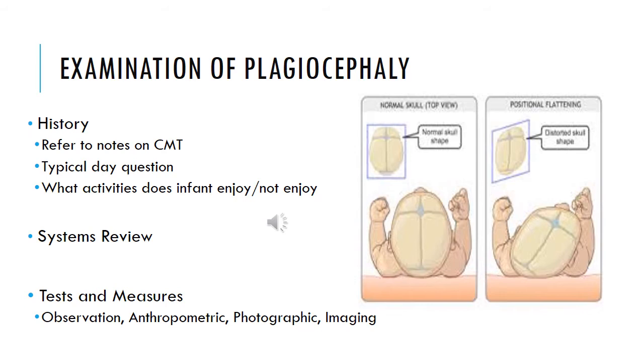From there, you're going to complete a systems review, and again, thinking about all potential coexisting conditions or involved systems such as the musculoskeletal, neuromuscular, cardiopulmonary, integumentary, as well as other systems such as vision or hearing. Then you'll select your specific tests and measures. We'll talk about observation in a bit on the next slide, but we will also discuss other ways to measure specifically for plagiocephaly as it relates to anthropometric, photographic, and other imaging that can be conducted.